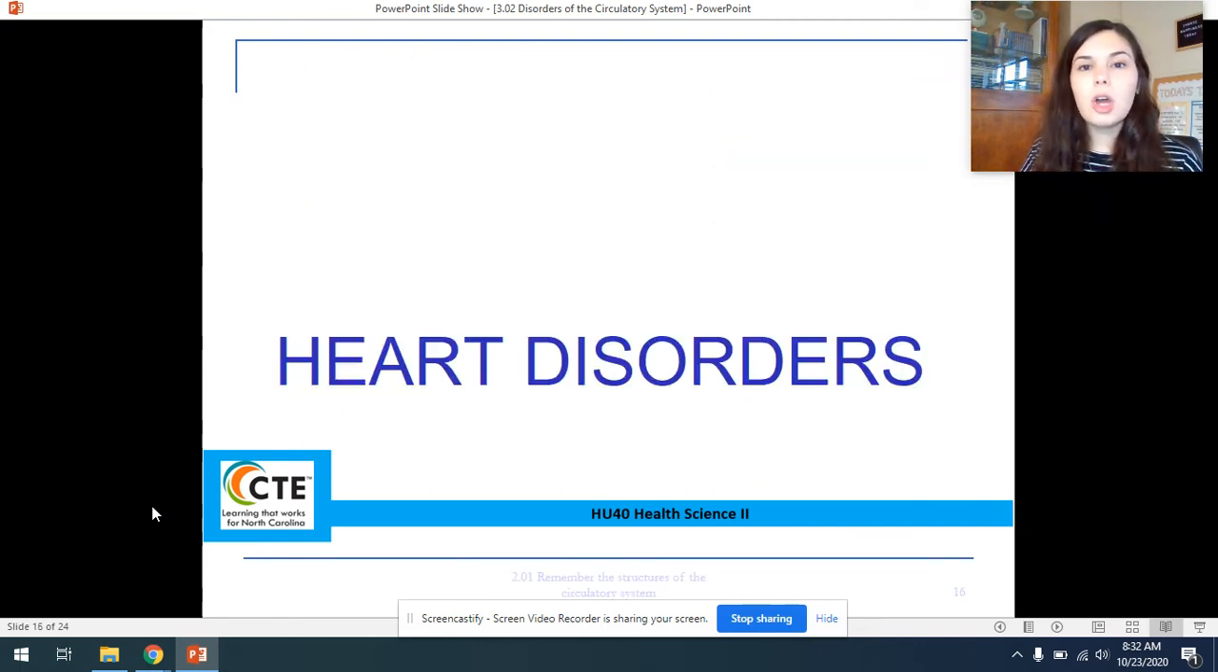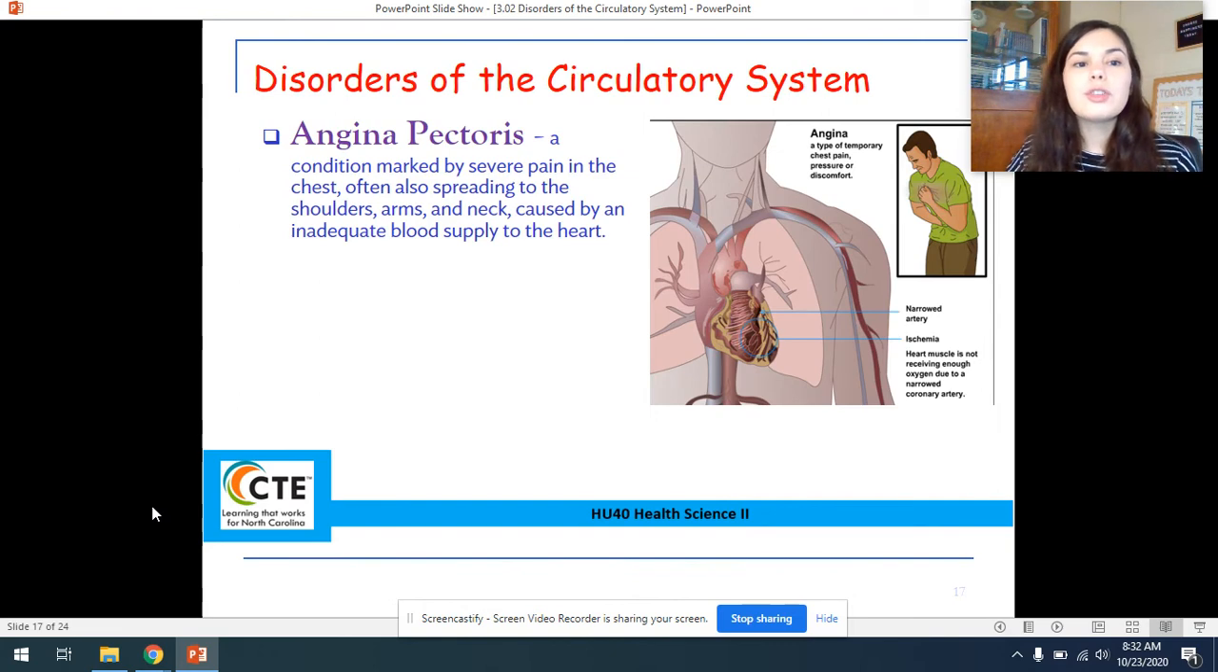Okay, and lastly, we're going to be talking about heart disorders. So first we have angina pectoris. Angina pectoris is a condition where you have severe pain in the chest, which often spreads to the shoulders, the arms, the neck, and it's caused by an inadequate blood supply to the heart. Typically, angina pectoris is also a major symptom of a heart attack, or it could be a symptom of an oncoming heart attack.